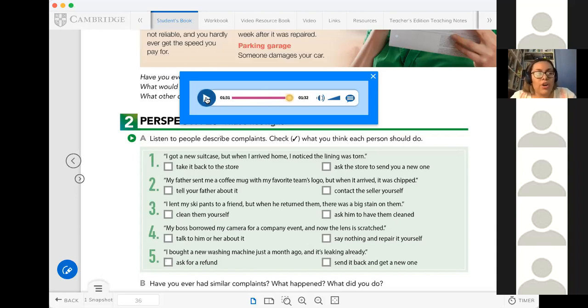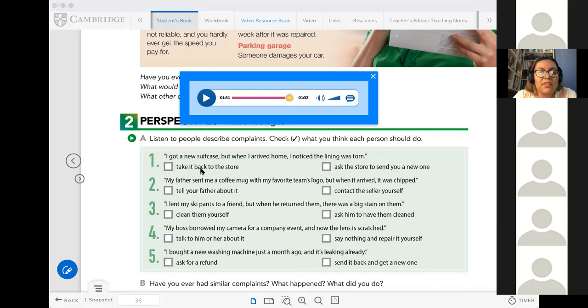Okay, there we go. So right now, I just want to hear what kind of opinion you have. Number one, I got a new suitcase, but when I arrived home, I noticed the lining. The lining es el recubrimiento que tienen por dentro las maletas. The lining was torn. So two options: take it back to the store or ask the store to send a new one. What do you think the person should do? And please open your microphones.